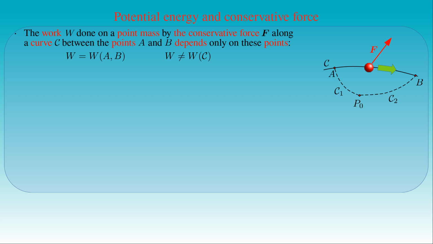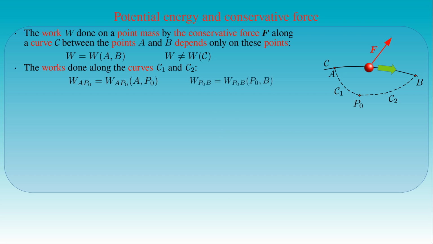Since the force F is conservative, the work done by the force F along the curve C1 between the points A and P0 is a unique function of the initial and the final points of the curve. Similarly, the work done by the force F along the curve C2 between the points P0 and B is also a unique function of the initial and the final points of the curve.